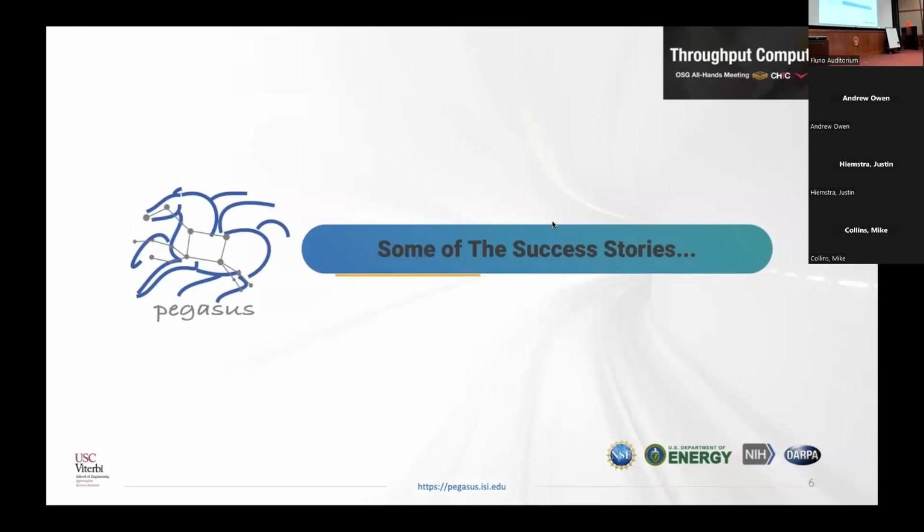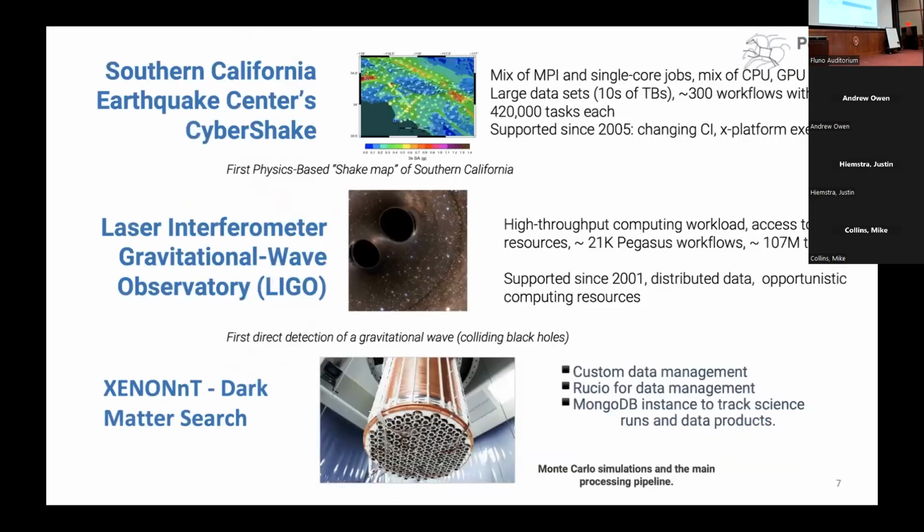So some of the success stories in terms of collaborations that are using Pegasus for their workflows. There's the Southern California Earthquake Center, which runs a CyberShake application that tries to build a hazard map of the Southern California region. These workflows are a mix of MPI and single core jobs, with a mix of CPU and GPU codes. There are large data sets, tens of terabytes, and there can be hundreds of thousands of tasks in each. So SCEC has been using Pegasus since 2005.